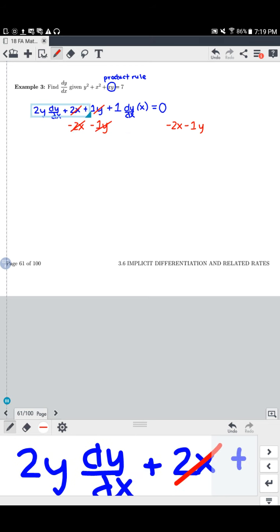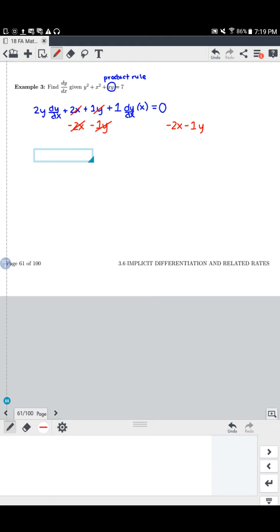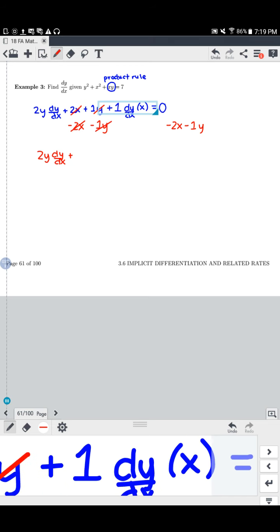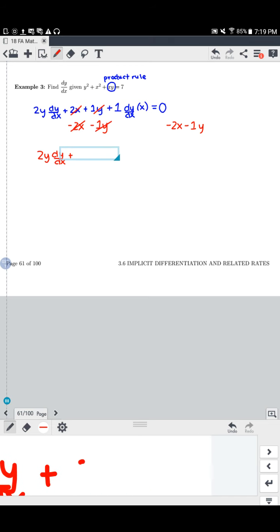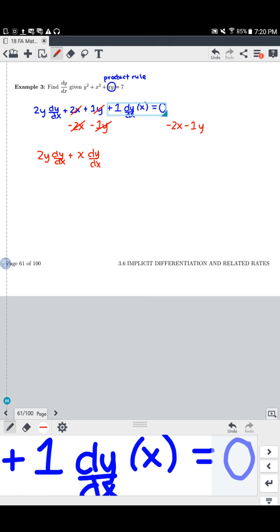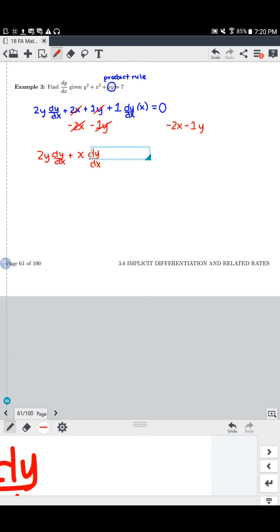So what I have left on the left side, and I'm going to write the dy/dx's on the end, is 2y dy/dx. I always just keep the dy/dx all the way to the right. The next one, instead of 1 dy/dx times x, I'm going to pull that 1 times x out front as just being x dy/dx. I like to keep my dy/dx's all the way to the right. All I did was move that x out front times 1. Equals, what didn't have a dy/dx is what I moved over. So I have negative 2x minus 1y, or just y.